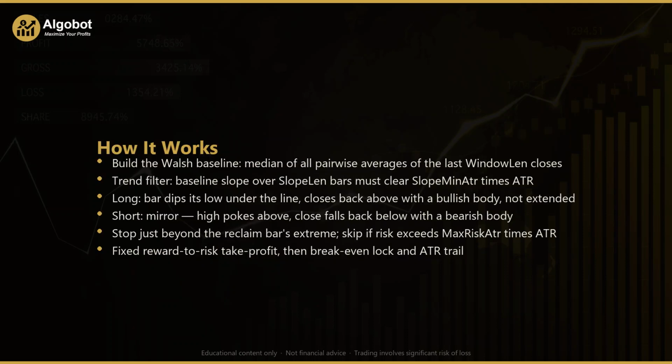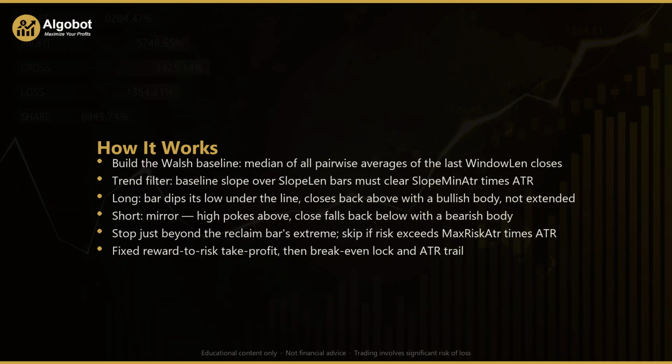Everything in this strategy is built on a single line called the Walsh baseline. To build it, the strategy takes the last 24 closing prices, that's the WindowLen parameter, and forms every possible pairwise average between them. Those pairwise averages are known as Walsh averages, and the strategy takes their median. That median is the Hodges-Lehmann location estimator, a value that sits at the center of recent price but is remarkably resistant to outliers. A single news wick or spike bar barely moves it, which keeps the line calm and steady.